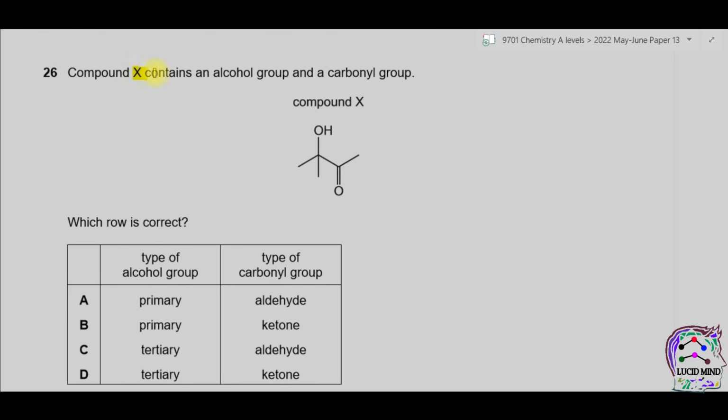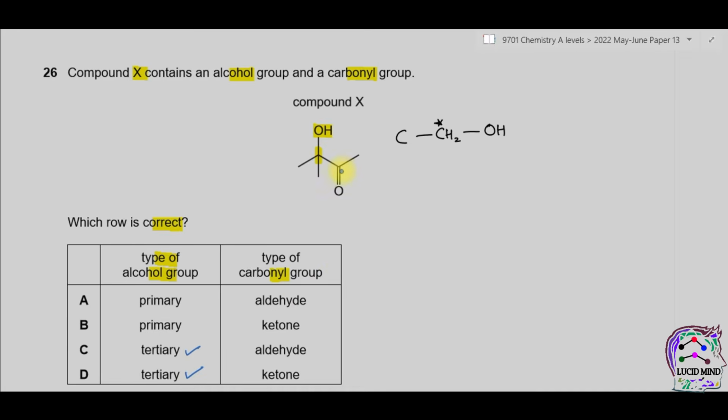Question 26. Compound X contains an alcohol group and a carbonyl group. This is compound X. Which row is correct? You have to find out the type of alcohol group, whether it is primary or tertiary, and the type of carbonyl group, whether it is aldehyde or ketone. Now in primary alcohol we have OH attached to a carbon atom that is directly attached to just one carbon atom. While in this one we can see the OH group is attached to a carbon atom which is directly attached to 3 other carbon atoms. So this is not primary, it is tertiary.